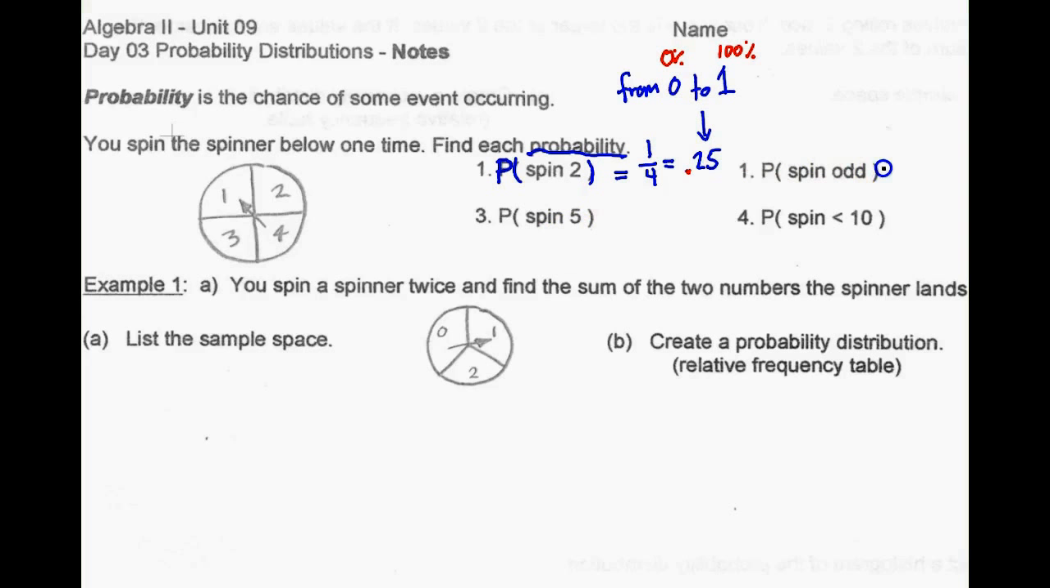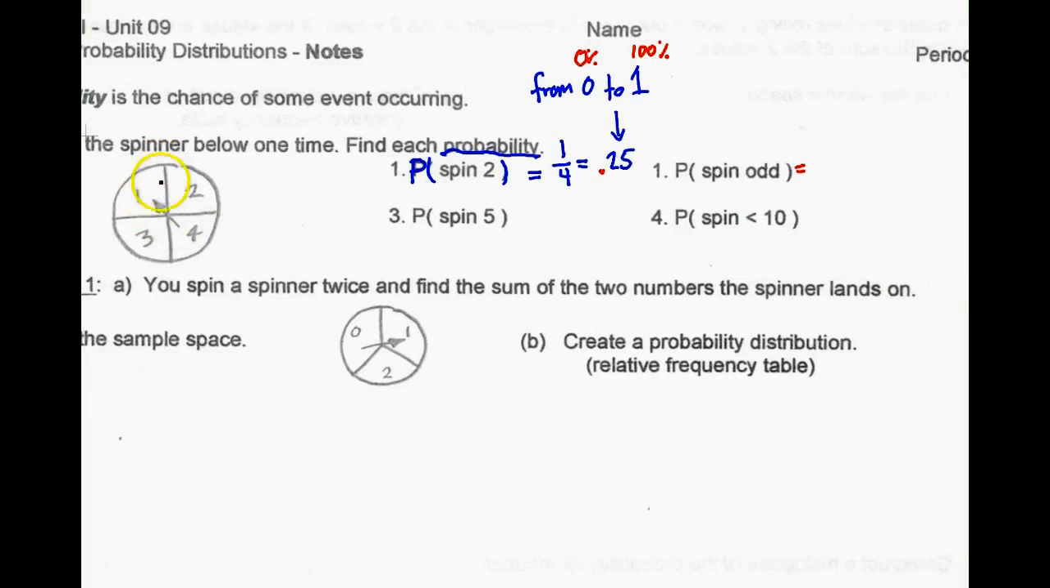What's the probability of spinning an odd? All right, look over here, and there's 2 of them. So the probability, and here's how mathematically you solve this. Well, it's going to be the probability of spinning a 1, because that's an odd, plus the probability of spinning a 3. That's the other odd. Each of those is 1/4. So if you add them up, you get 2/4, which is 0.5.